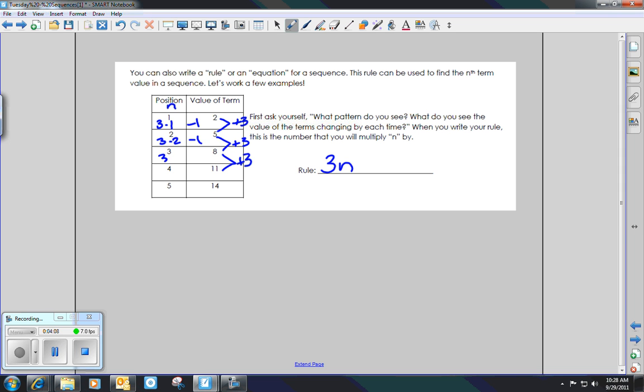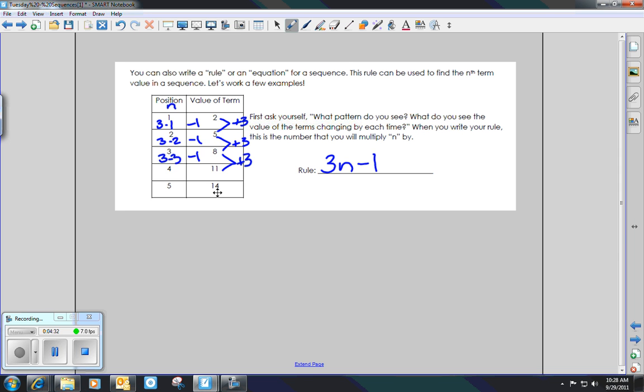3 times 3 this time. 3 times 3 is 9, and 9 minus 1 is 8, and it ends up being the value of my term. So obviously, in order to figure out what value each of these terms is, I can take the position number, multiply it times 3, and subtract 1, and find out what this value of the term is.